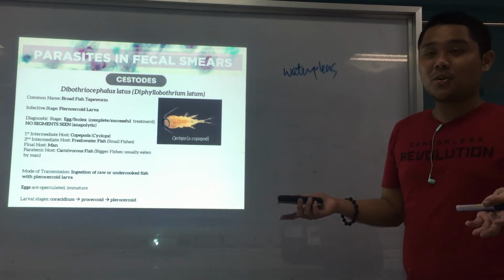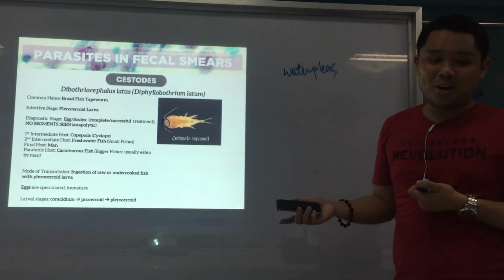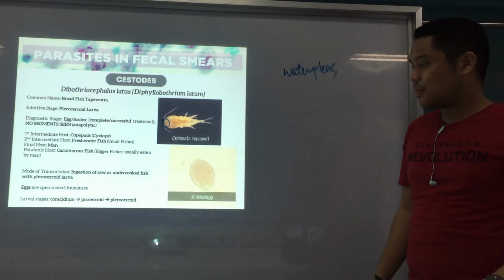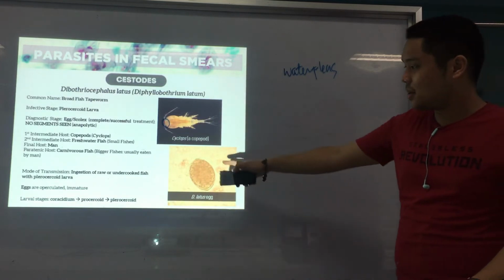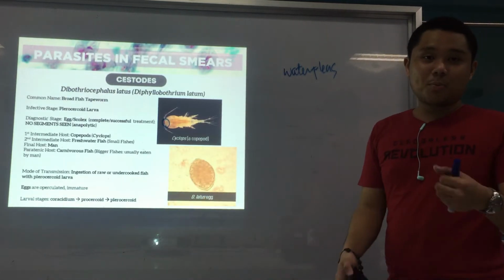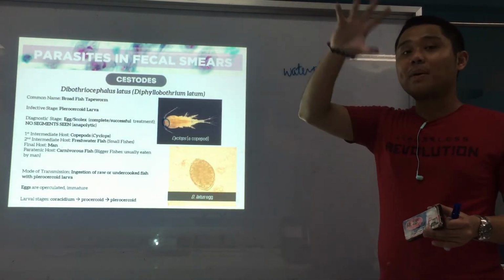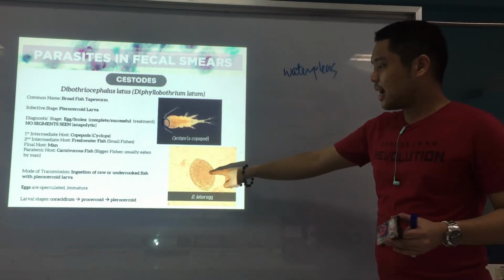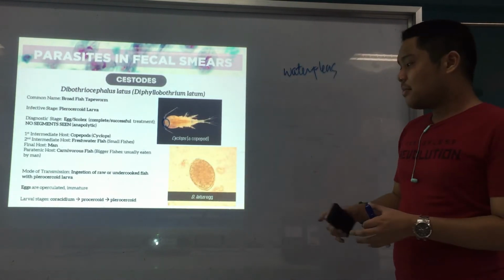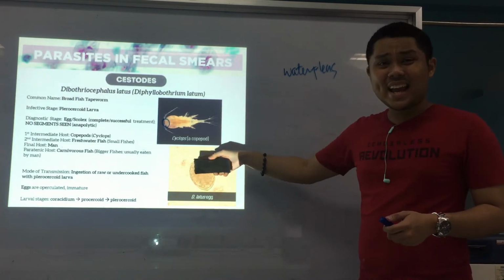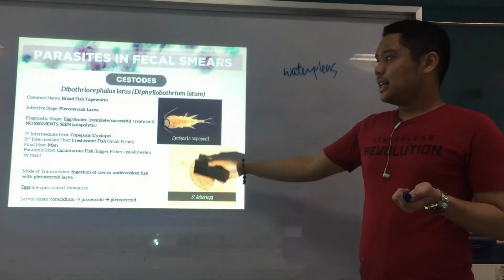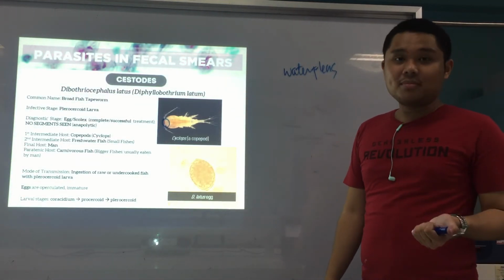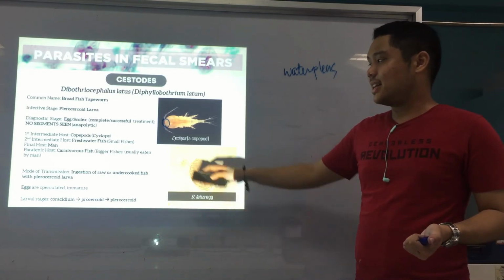So again, hence another reason why it's called a false tapeworm. And this is an example of your D. latus egg. As you can see, this is the operculum. When you say operculum, it's like a hatch that opens when the larva inside goes out. And you only see that in trematodes, but this is a tapeworm or a cestode that has this egg.